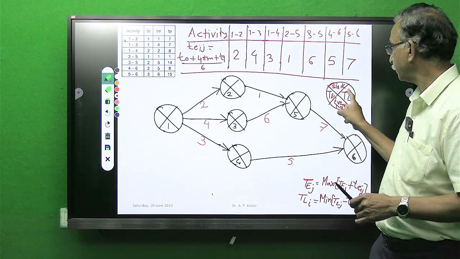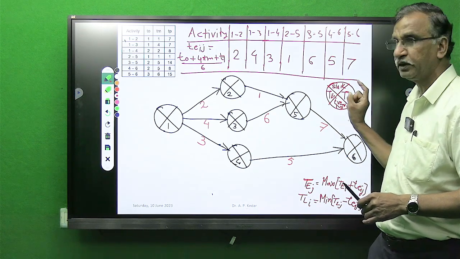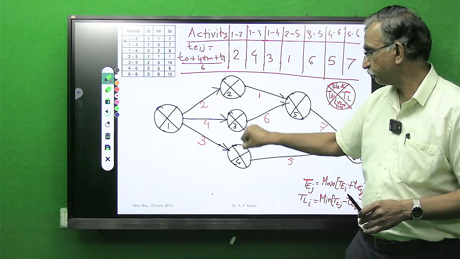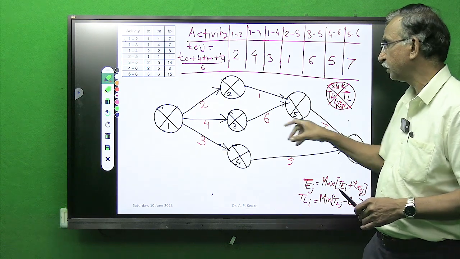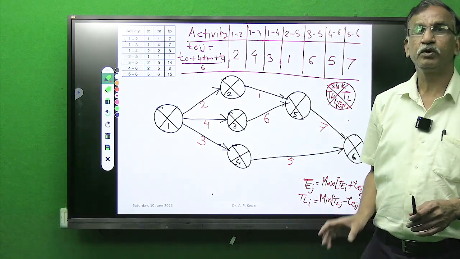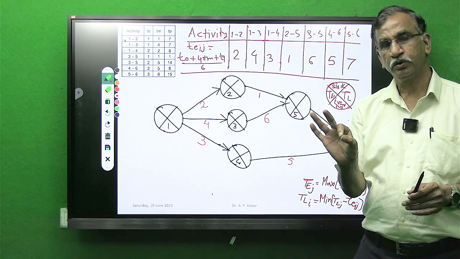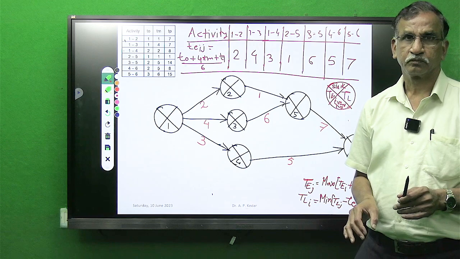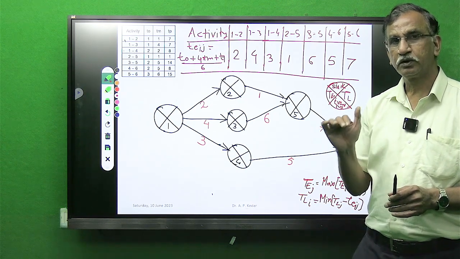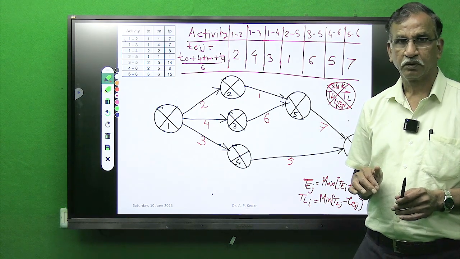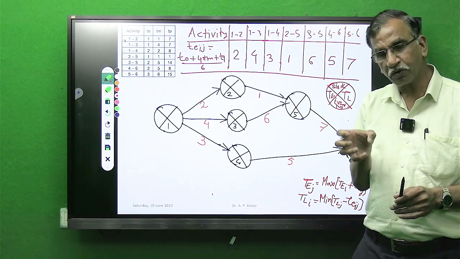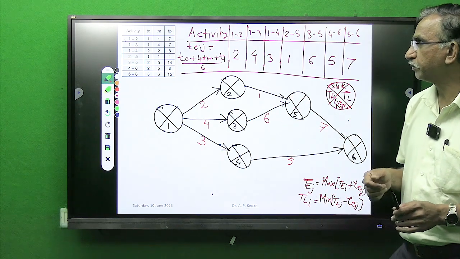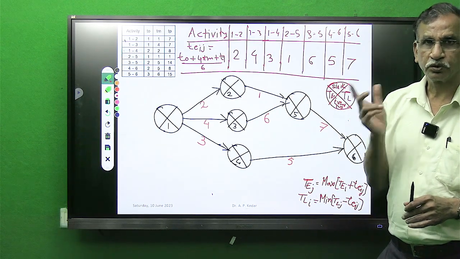And slack, we know that it is the difference of TL and TE for the same event. Wherever we get 0 value for this location, because this location is for slack, we'll go on joining those events with 0 value, which makes that path the longest path. And then we'll sum up the problem with whatever was asked in the numerical. In this particular problem, it was asked to draw the network.